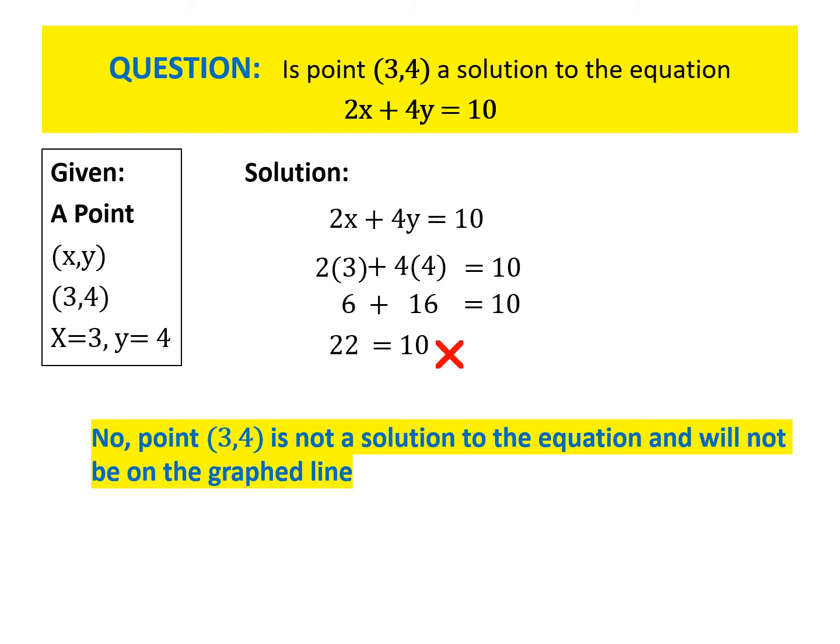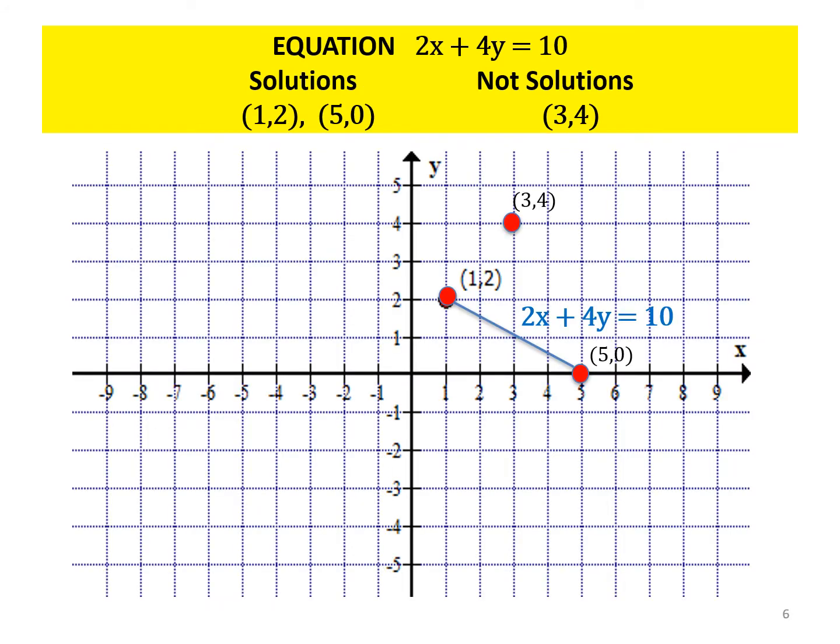Let's take a look at that. Now we see the point (3, 4) when we've plotted. It's not on the graph line, not a solution. We had 2 solutions, and we had one point that was not a solution.